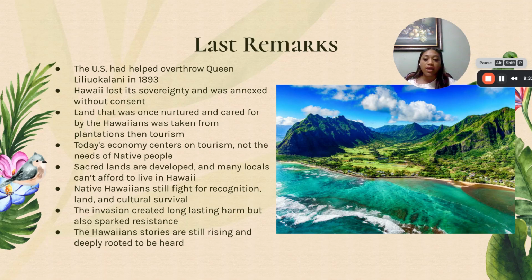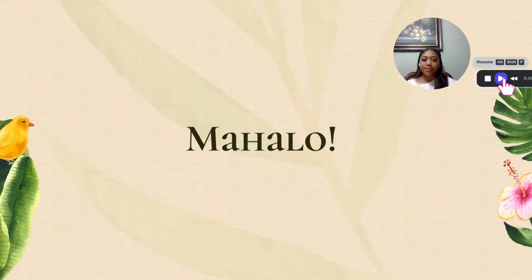Sacred lands are developed, and many locals can't afford to live in Hawaii. Native Hawaiians still fight for recognition, land, and cultural survival. And the invasion created long-lasting harm, but also sparked resistance. The Hawaiian stories are still rising and deeply rooted to be heard.